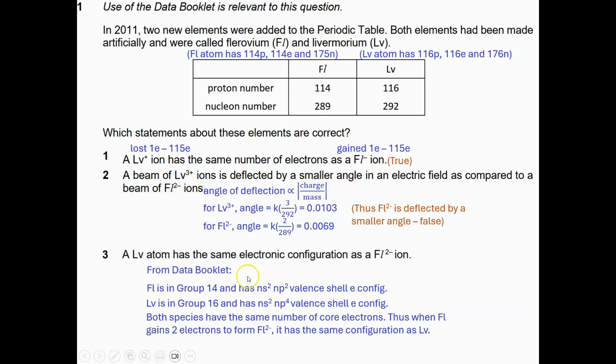So when a flerovium atom gains 2 electrons to form Fl2 minus, it will have the same configuration as Lv. This statement will be true. Answer is C, 1 and 3.